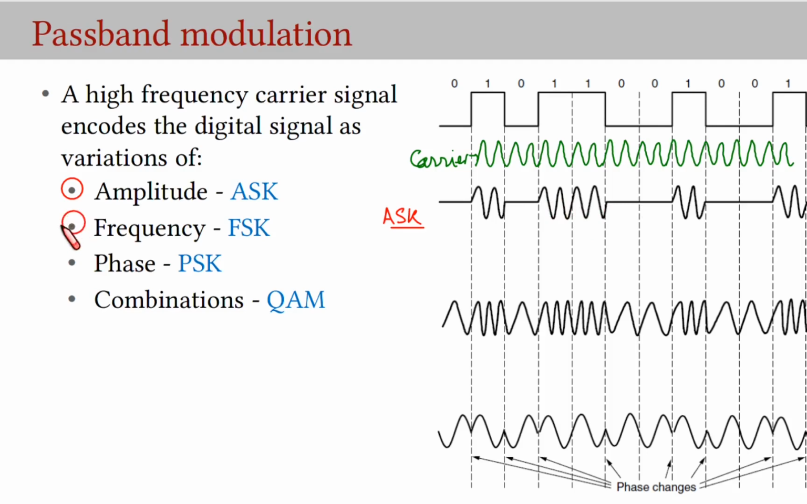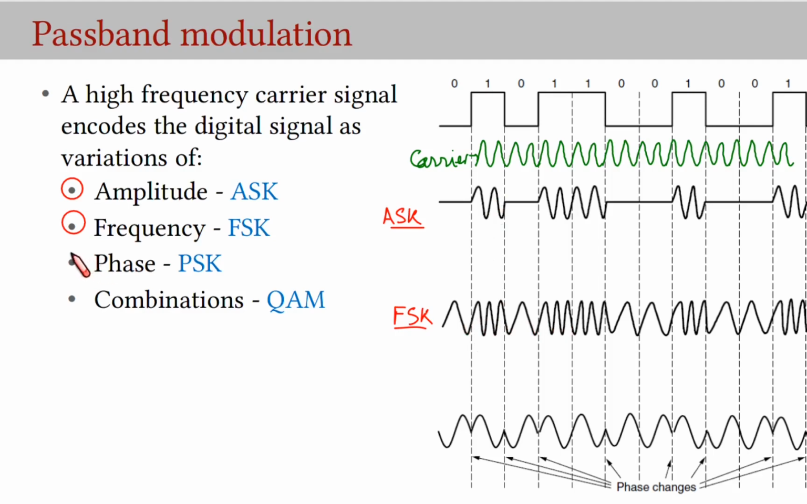Frequency shift keying, or FSK, modulates the frequency of the carrier signal. In this figure, FSK is shown on this line. So for 1, we are representing 1 as high frequency and 0 as low frequency. And so again for 0, we have this low frequency carrier. For 1, high frequency. For 0, low frequency. For 1, high frequency, and so on.